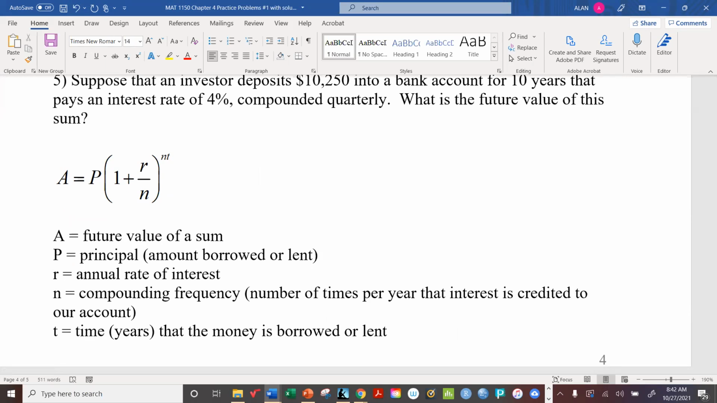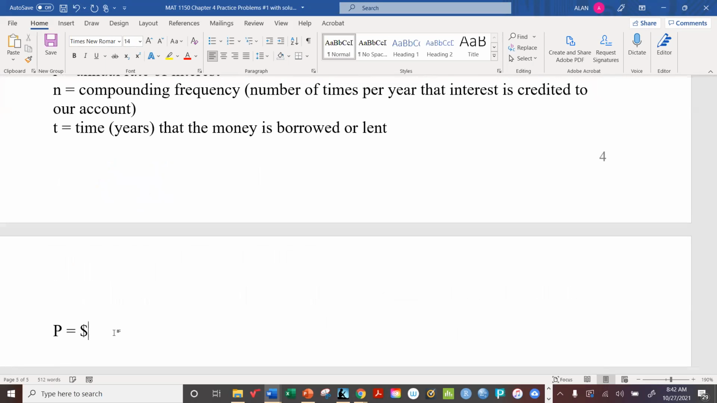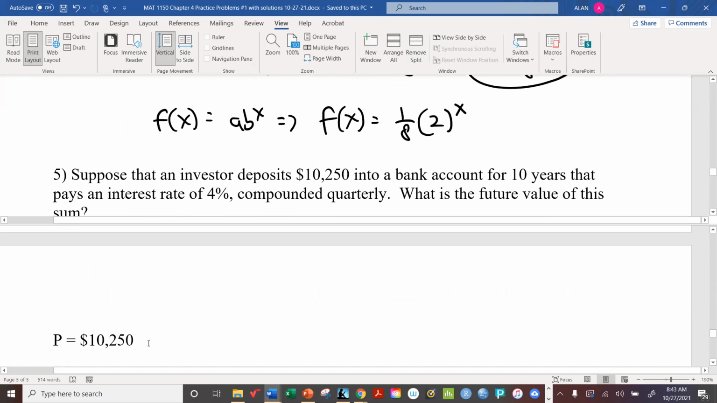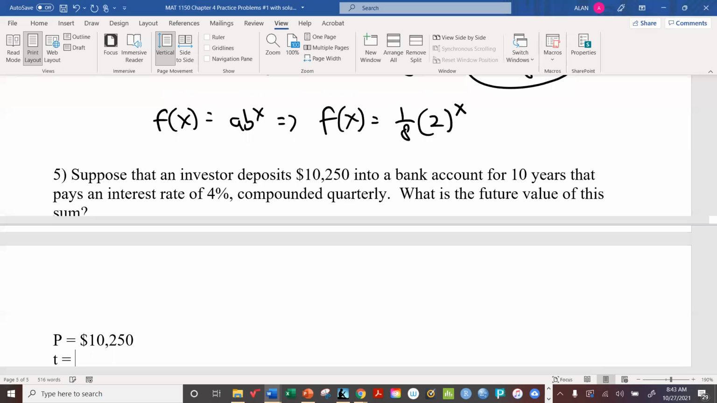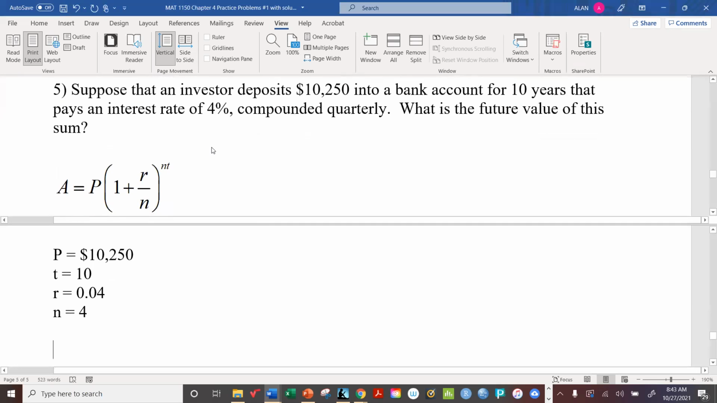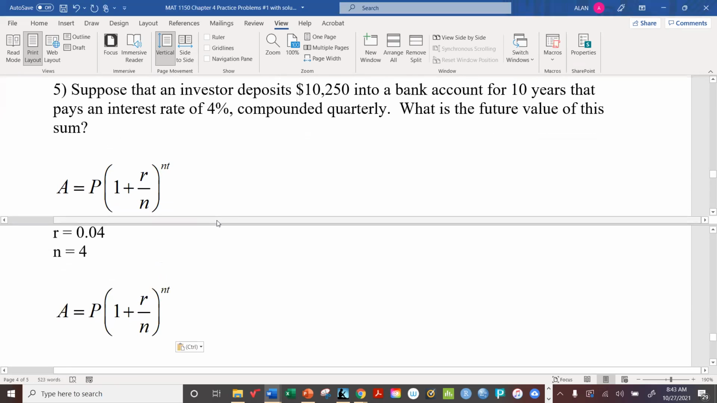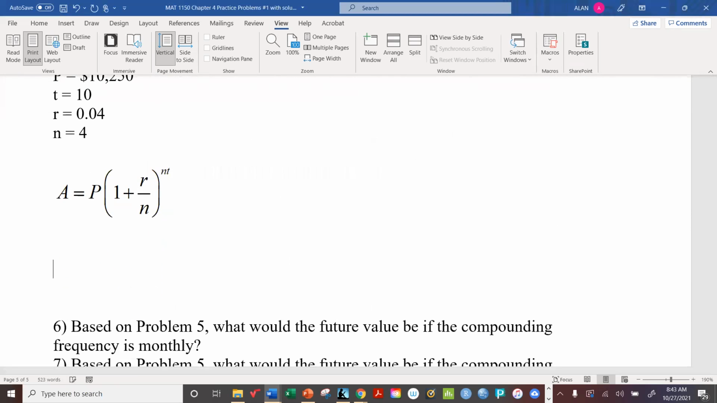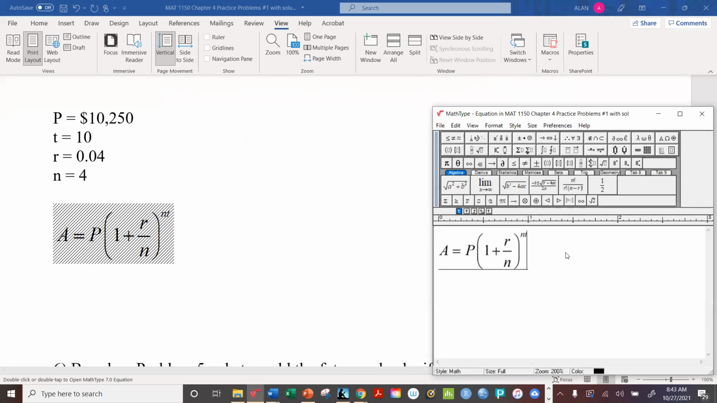Okay, great. Now in this case, P is 10,250. Oh, I better split the screen so you can see what we're doing. There we go. 10 years. The rate is 4. The compounding frequency is 4. What is the future value of the sum? All right, so literally all we have to do is copy these numbers into this formula.